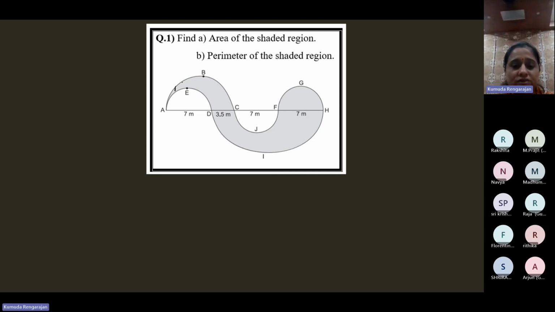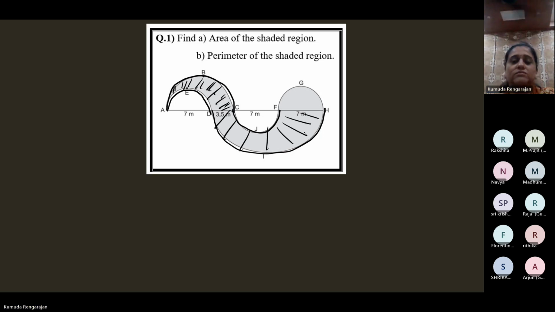Now, to find the area of this region, it is the area of this semicircle minus the area of this semicircle. That will give you the area of this region. Now find the area of this semicircle. Find the area of this semicircle. Don't subtract anything. Just find the area of the semicircle.